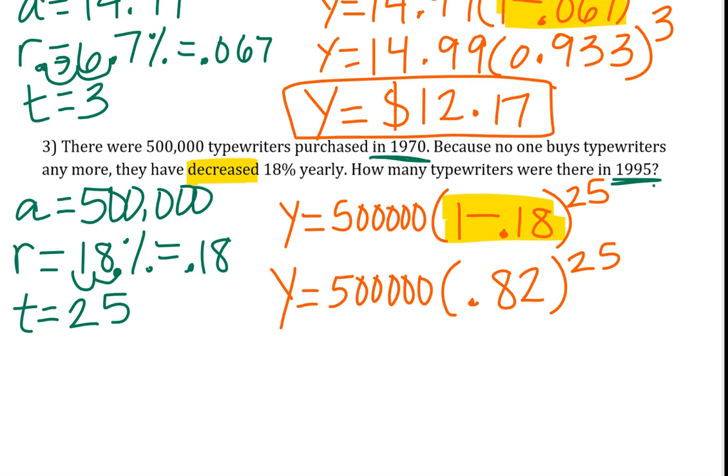You will get a decimal, however, you're not going to leave it as a decimal because we're talking about typewriters. In the first two problems, we were able to keep it as a decimal because we were talking about money, and money can have decimals. But I cannot have part of a typewriter. So I'm going to end up with, in 1995, there will be 3,502 typewriters.